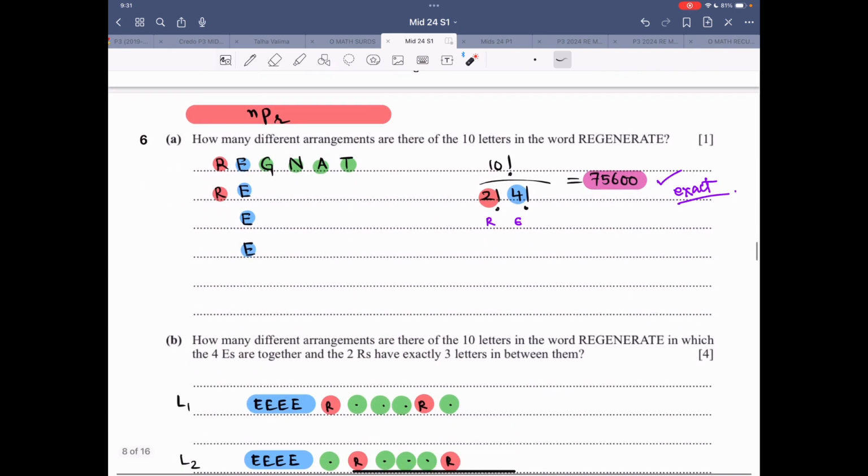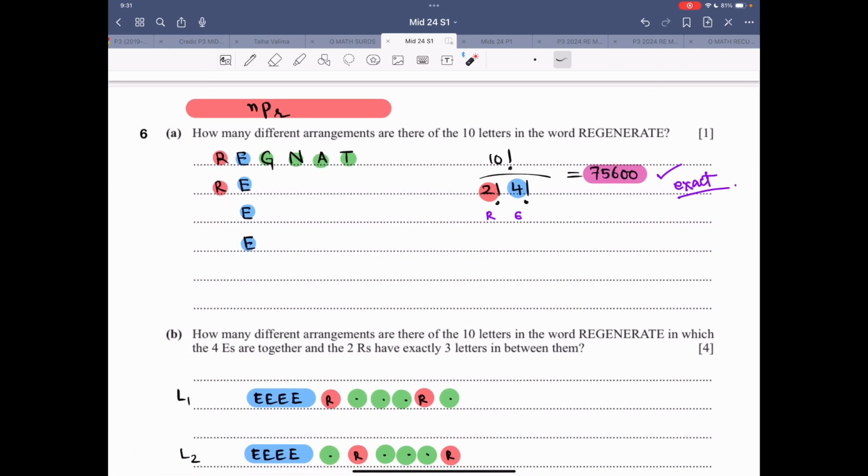Now this question is about permutation. How many different arrangements are there of the 10 letters of the word regenerate? The very first thing that you need to do is to break it down. R-E-G-E-N-E-R-A-T-E. So we see that there are 2 R's, there are 4 E's, and then there is 1 G, 1 N, 1 A, 1 T.